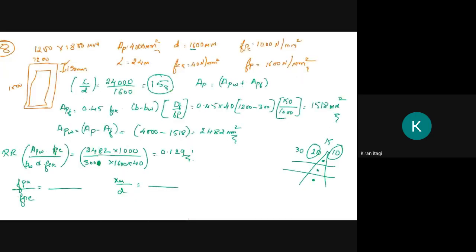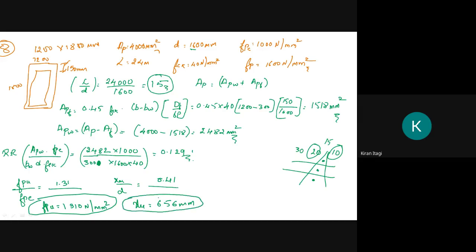See, fpu upon fpe is 1.31 and hu upon d is 0.41. This implies fpu we have got 1310 Newton per mm square. Okay. xu equals how much will you get? 656 mm. Therefore, I will calculate Mu.